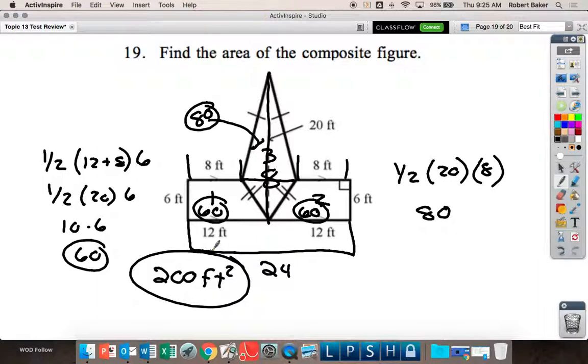The other way to do that would have been to do the area of the rectangle plus the area of the triangle. You could have found the area of this rectangle, 6 times 24. Then you could have found the area of this triangle, 1/2 of 8 times 14. Just a fun question.